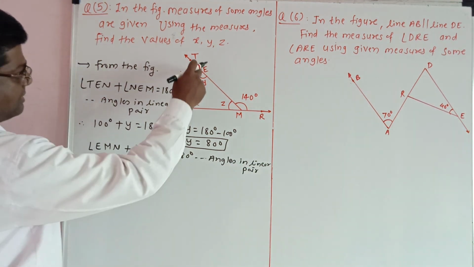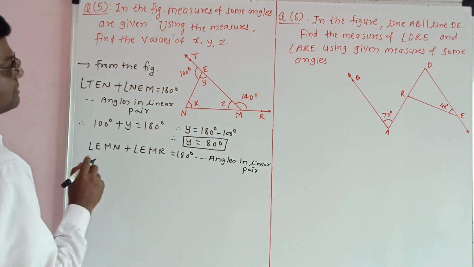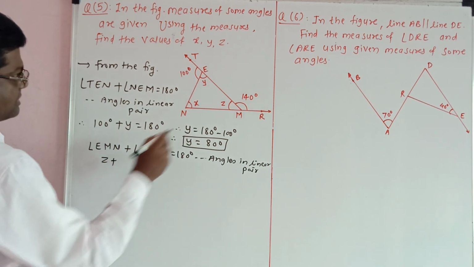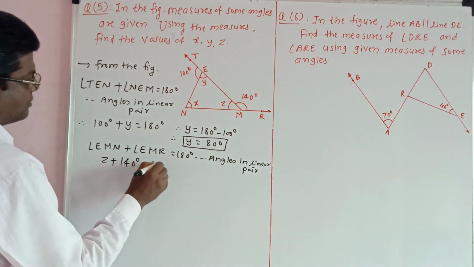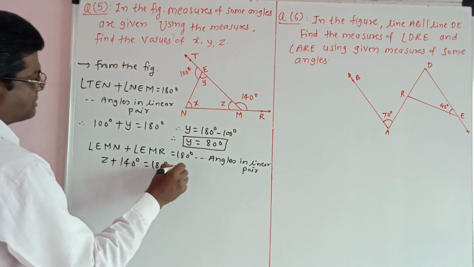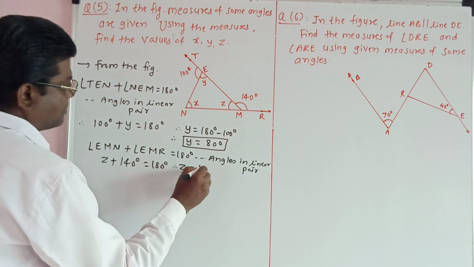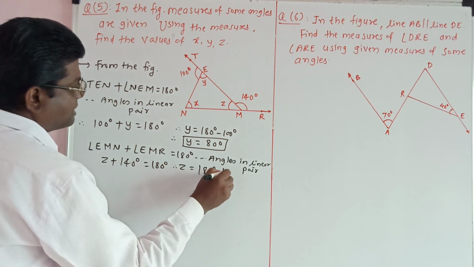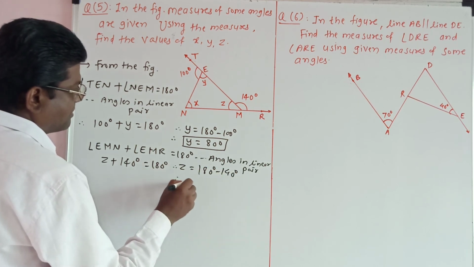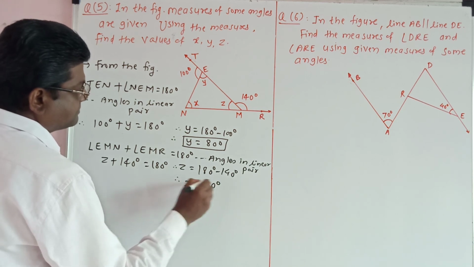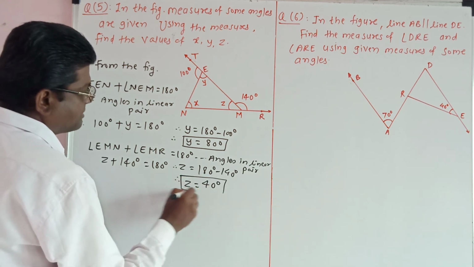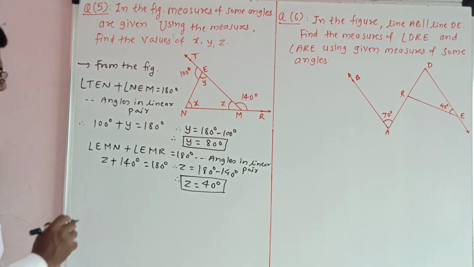Now angle EMN: z plus 140 degree is equal to 180 degree. Therefore, z is equal to 180 degree minus 140 degree. Therefore, z is equal to 40 degree. So, angle z is equal to 40 degree.